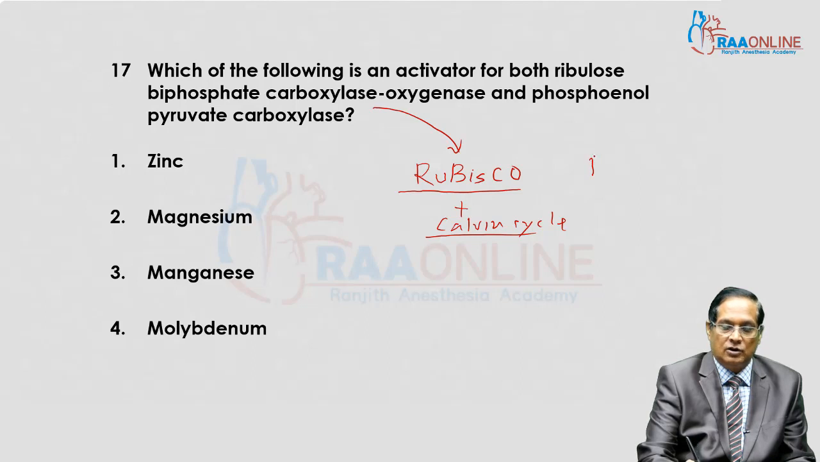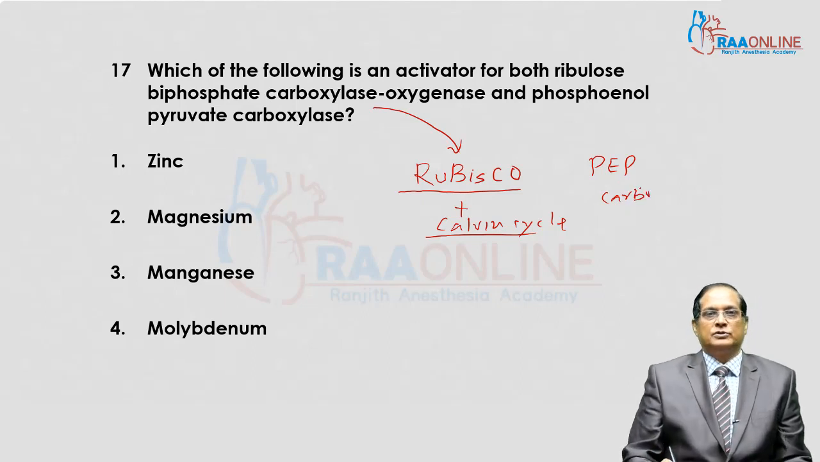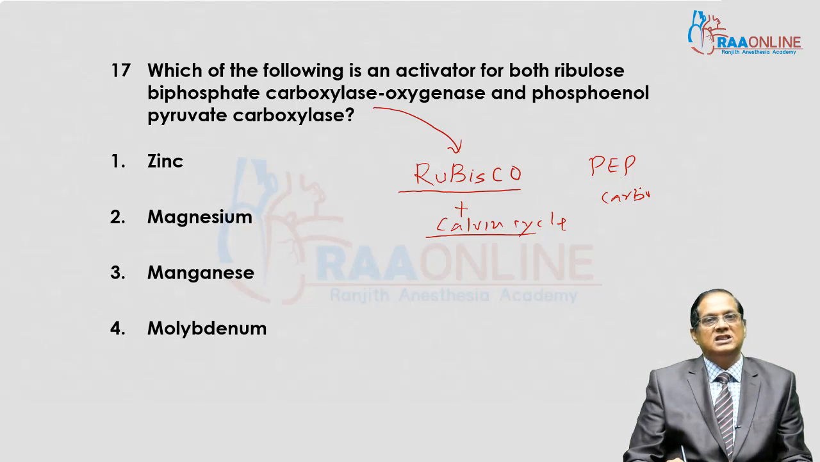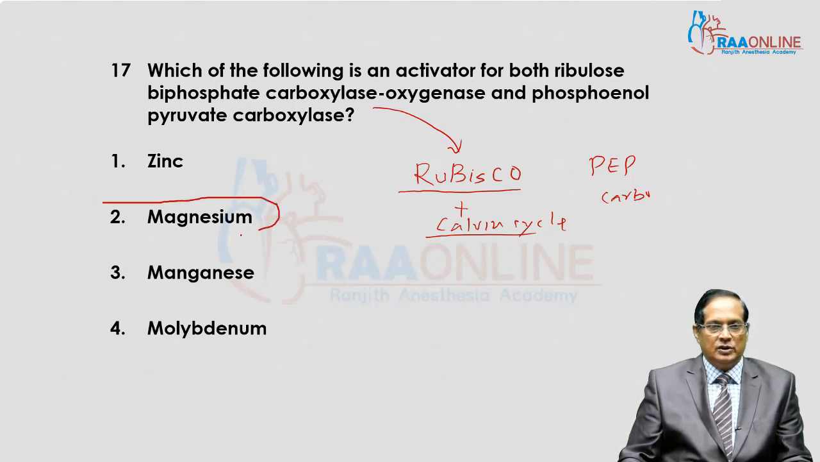Similarly, phosphoenol pyruvate carboxylase, PEP carboxylase, is also concerned with the absorption of carbon dioxide in C4 plants, directly from the atmosphere. And the activator for both these enzymes is magnesium. Magnesium is the activator of these two enzymes, ribulose bisphosphate carboxylase oxygenase as well as phosphoenol pyruvate carboxylase.